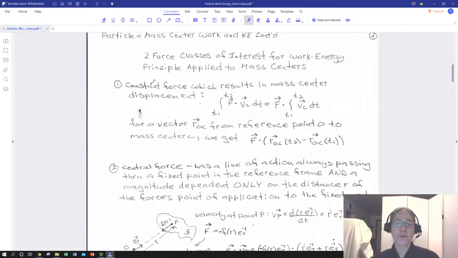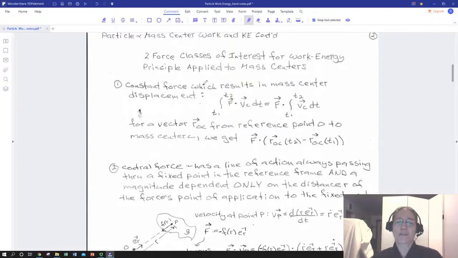So in the first one, we have a constant force that results in a mass center displacement. So the classic one here is gravity. Gravitational acceleration is definitely constant especially if you're near the surface of the Earth. If you're out in space, that's definitely not the case. But if you're anywhere within a few hundred feet of the Earth's surface, where we typically work in engineering dynamics, acceleration is constant, your mass is constant, and so your force is constant.